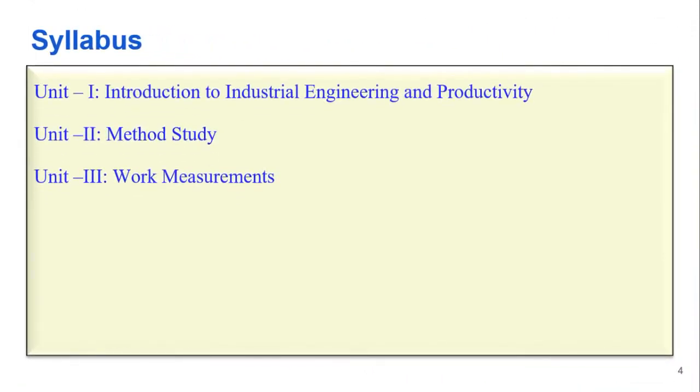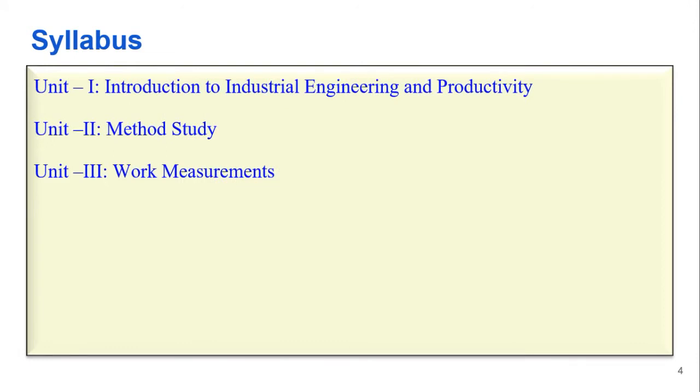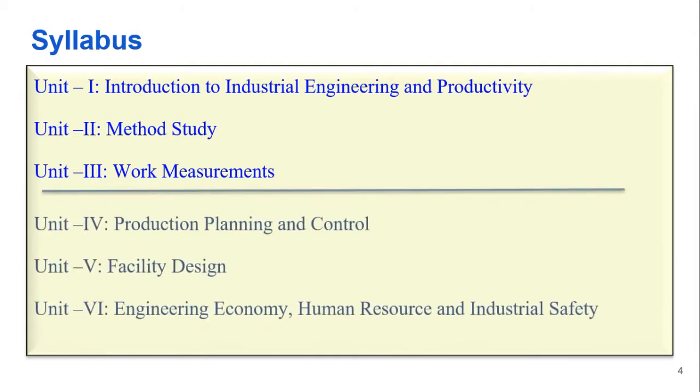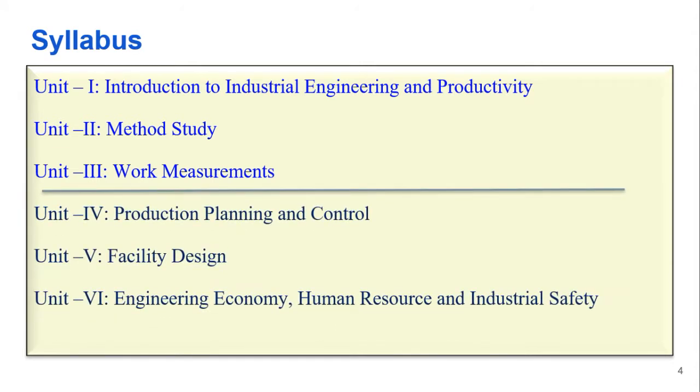So what is the syllabus? Syllabus consists of the 6 unit. First 3 unit, introduction to the industrial engineering, productivity. Unit 2, method study. Unit 3, work measurement. Unit 4, PPC. Unit 5, facility design. And unit 6, engineering economy, human resource and industrial safety. So today we'll deal with the unit number 2.